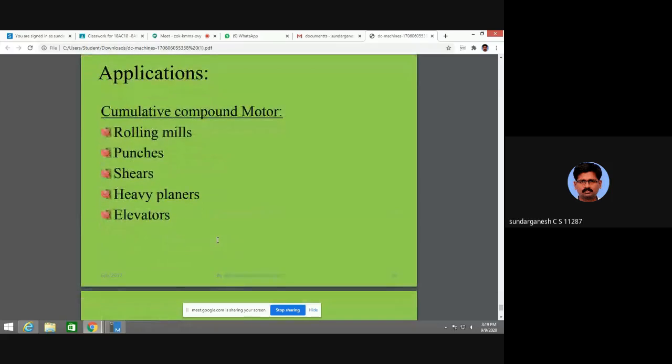Next one is the cumulative compound motor. This also has more driving torque. So it is used in rolling mills, punches, meaning punching machines, and shears, which tear the part. In heavy planers, it will break the objects. In elevators, lifting applications, you can use compound motors of this type. It is more or less similar to the series motor.